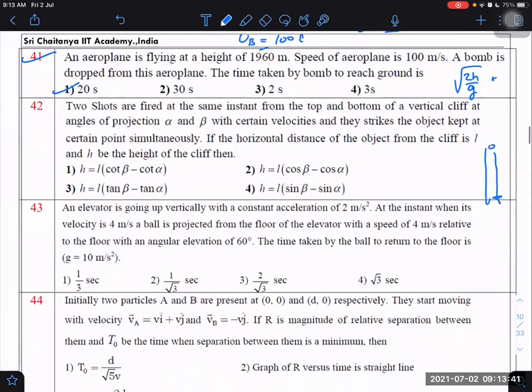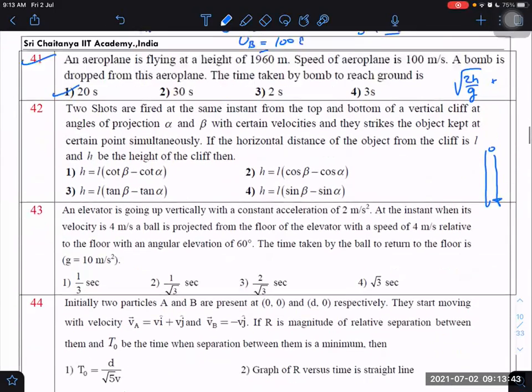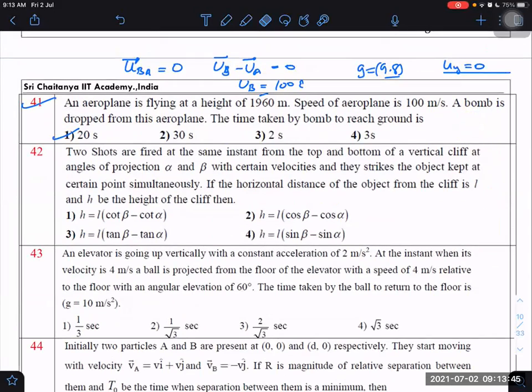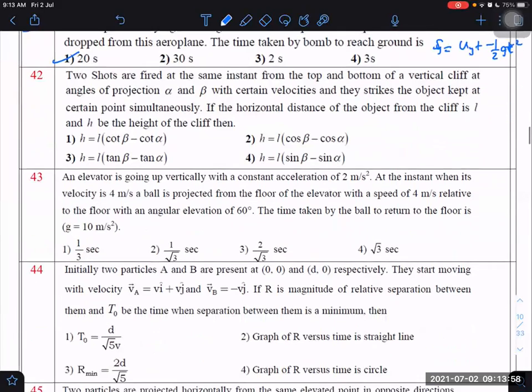Then question number 40. You can use S, if you are forgetting this HUT formula, then what is the way? Sy is equal to UYT minus half GT square. Because those formulas are obtained from this formula only. Question number 42.